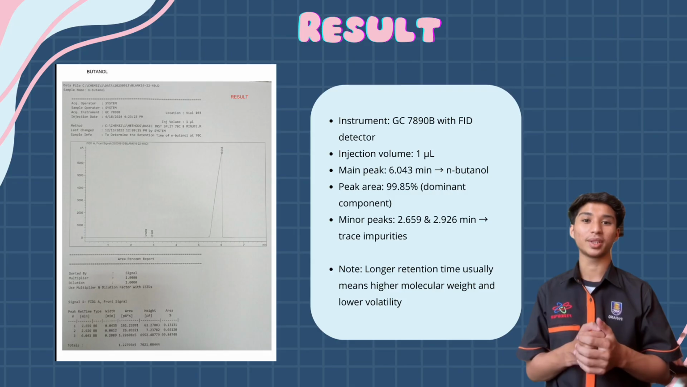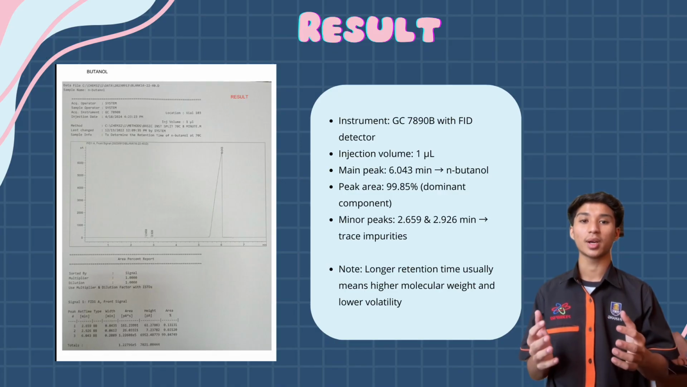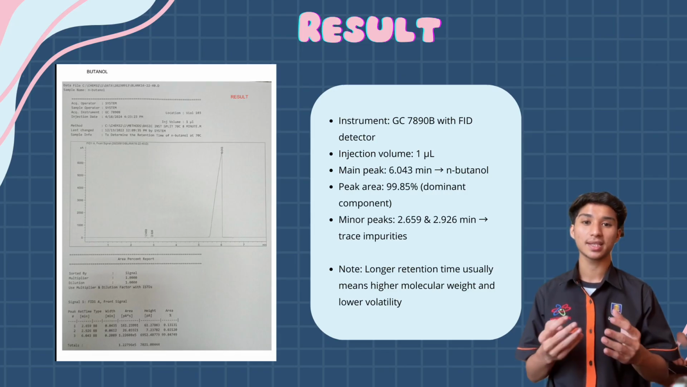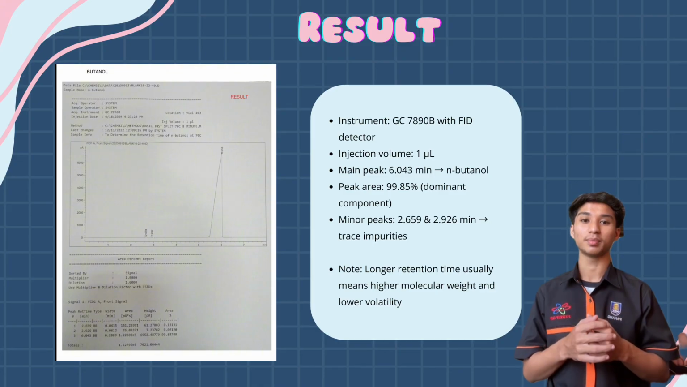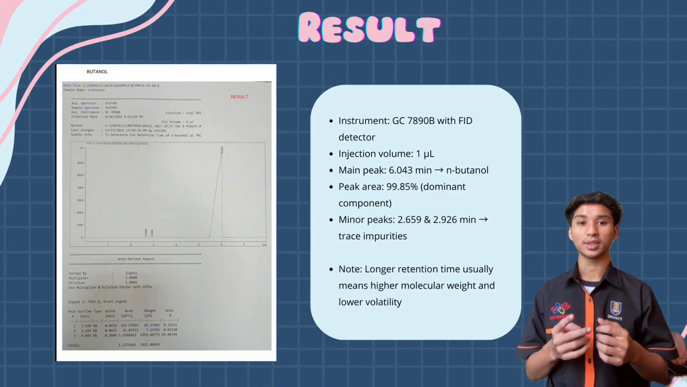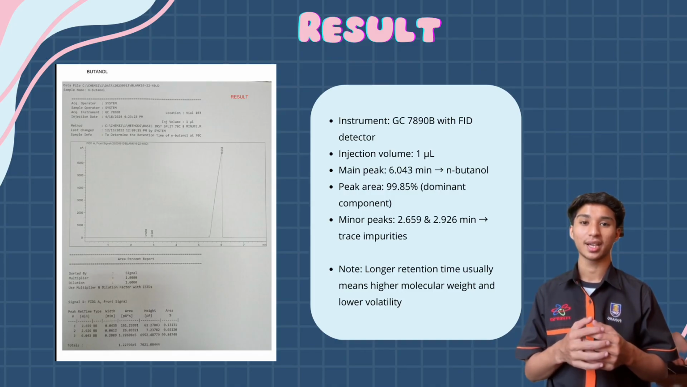Next, the result that we got for N-butanol. N-butanol appeared later in the chromatogram because it has a higher boiling point and interacts more strongly with the stationary phase. This caused it to stay longer in the column. Like 2-propanol, the peak for N-butanol was sharp and clear, indicating good separation. Any minor peaks are trace impurities. The difference in retention time between 2-propanol and N-butanol matches the principle of gas chromatography, where more volatile compounds elute faster than less volatile ones.